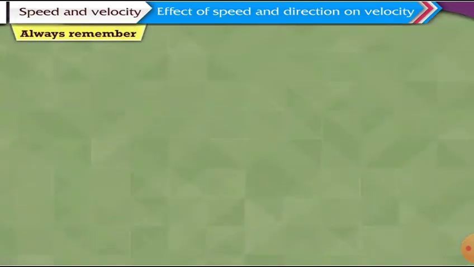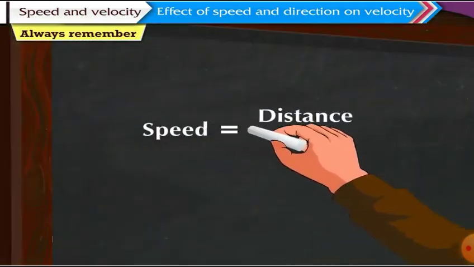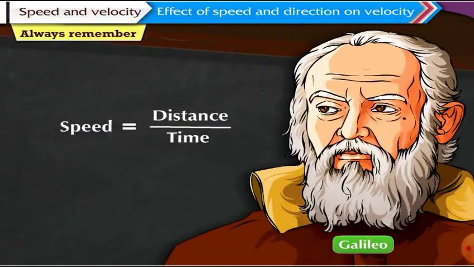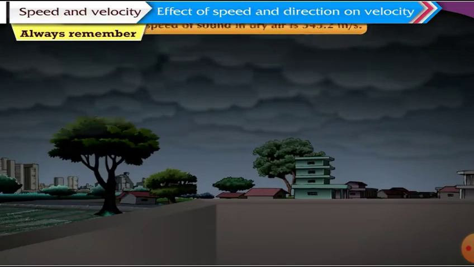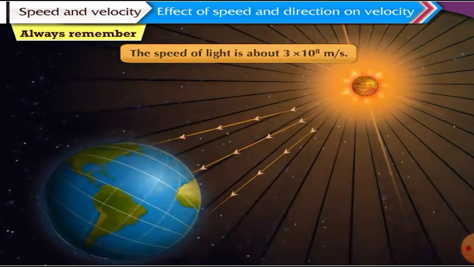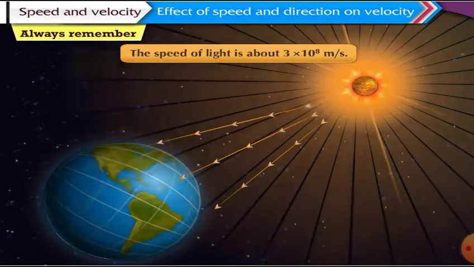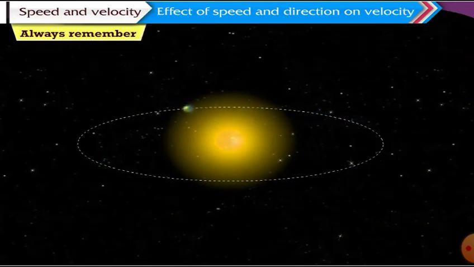Always remember, the first scientist to measure speed as the distance upon time was Galileo. The speed of sound in dry air is 343.2 meters per second, while the speed of light is about 3 into 10 raised to 8 meters per second. The speed of revolution of the Earth around the Sun is about 29,770 meters per second. Let us now proceed further.